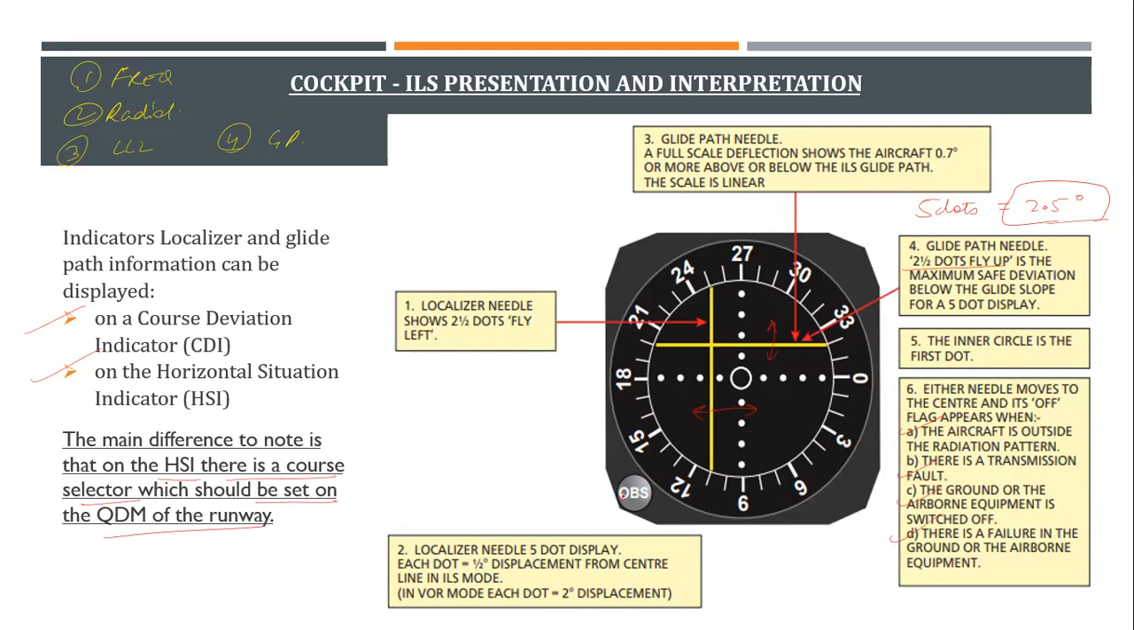And just to give you an insight, this is my OBS, Omni Bearing Selector. Just like a VOR, we select a radial for landing as well, a radial for ILS. So it's not like an automatic system. You have to select the particular radial, right? So that is how the CDI or the HSI works. Any doubts in this?